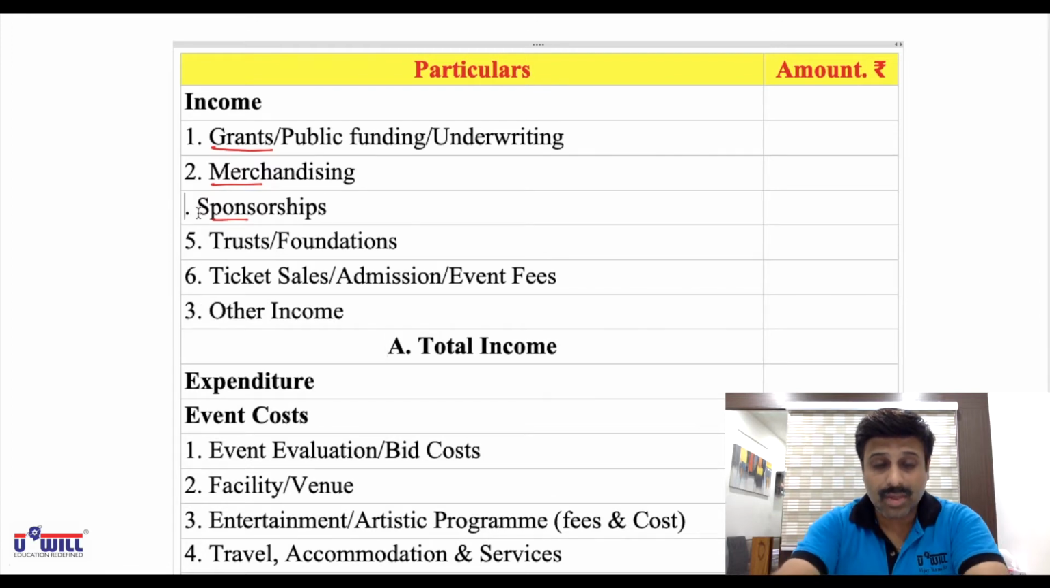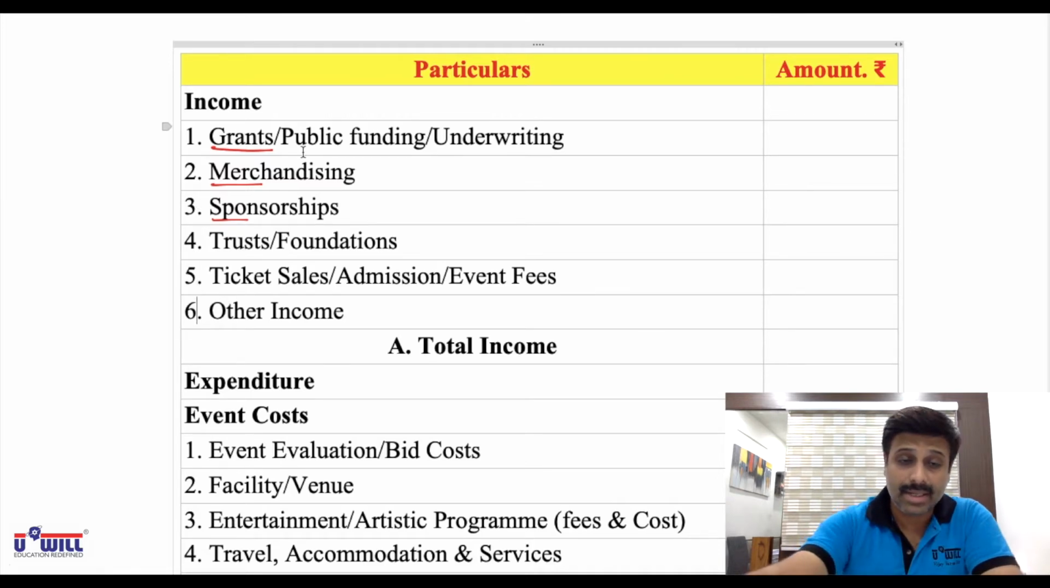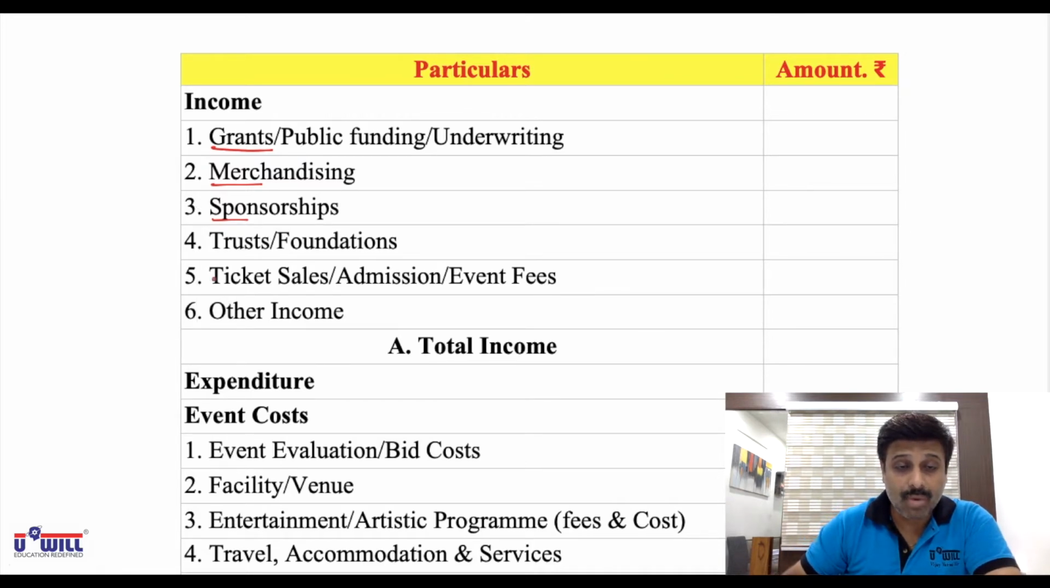The third will become sponsorship, fourth will become trust or foundation, fifth will become ticket sale, and sixth will become other income. So MOST, T stands for trust and ticket sale or admission or event fees.